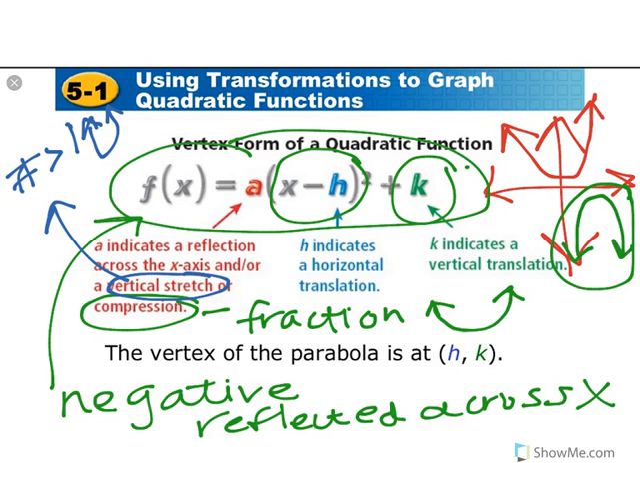So I'm going to give you some example problems so that you guys actually understand. When you have to describe a transformation, you're going to be given an equation and you have to describe exactly how the transformation is going.